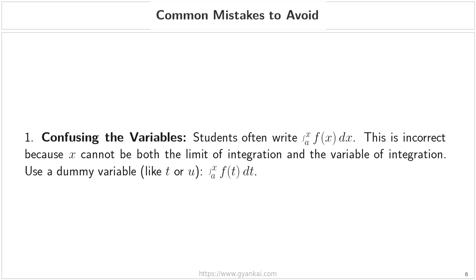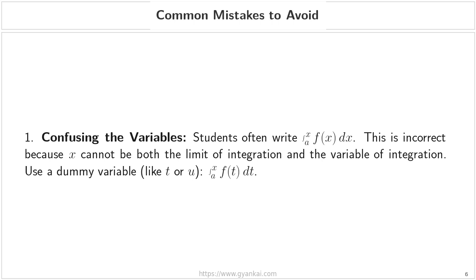Point 1. Confusing the variables. A very frequent mistake is writing the integral as integral from a to x of f of x with respect to dx. Now, let's break down why this is wrong. Remember, in the definite integral, x represents the upper limit of integration, where we stop accumulating the area. But within the integral itself, x is also the variable with respect to which we're finding the area. You can't have x playing both roles simultaneously.